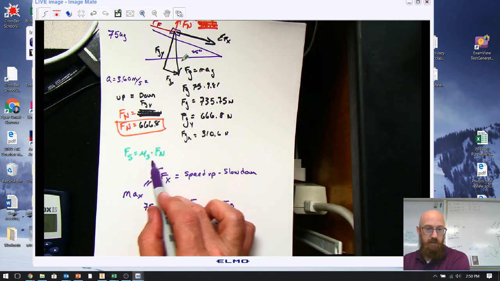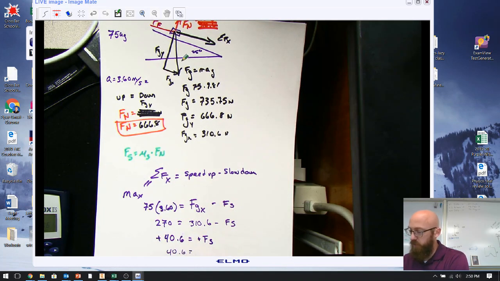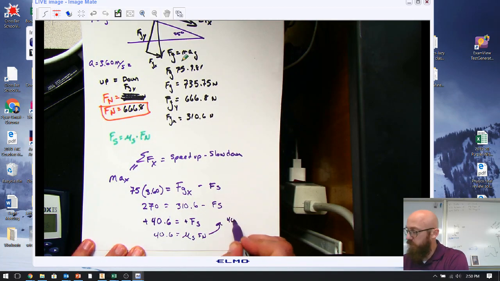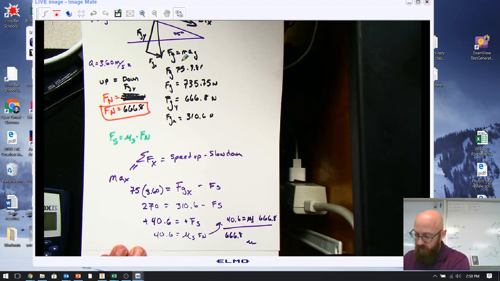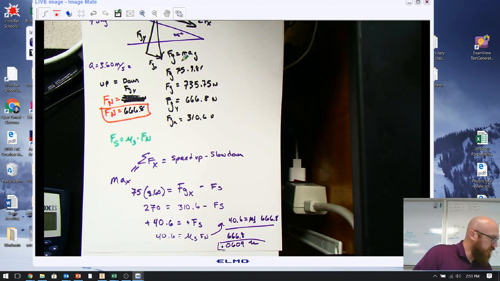But we know F_s. Remember that equation we used up here? So we have 40.6 equals mu_s times F_N. Mu_s we do not know. Our F_N, however, we know is 666.8. Divide through by 666.8. Our mu_s is 0.0609. And hopefully, with any luck, I did that right. Yep.